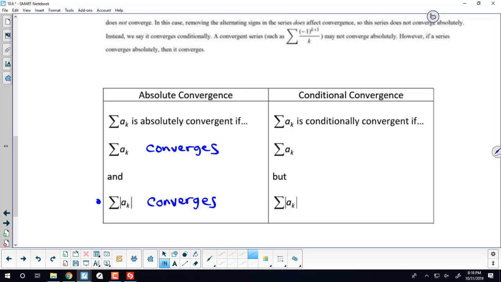Conditional convergence, if the series a sub k diverges. Again, think about that as the harmonic series, but is it the other way? The absolute value, yeah, sorry, the absolute value is the harmonic series, because that's going to eliminate the alternating part. The harmonic series here would diverge while the alternating harmonic series converges. That's when we have conditional convergence.